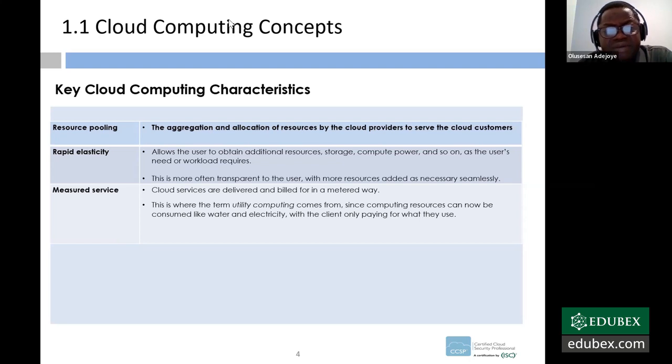Number three, we have rapid elasticity. Rapid elasticity allows you to scale up your resources either vertically or horizontally as your demand increases. So we don't need to over-provision resources. We can provision minimal resources and then have a scaling policy so that when the need for those resources increases, especially at peak hours, those resources scale up.